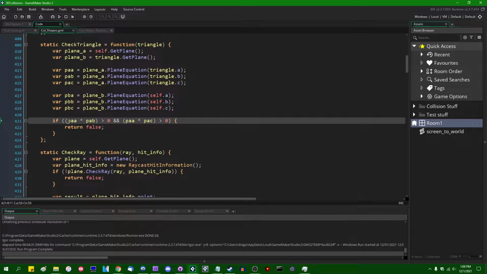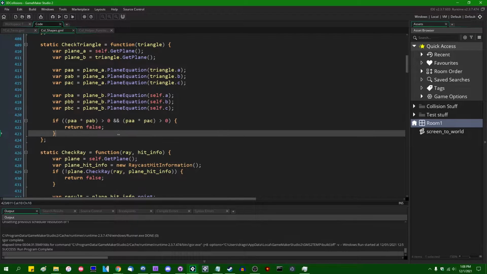So when you multiply these together, if they have the same sign, then the result is going to be positive. If they have different signs, the result is going to be negative. And if they're both 0, then the result is going to be 0. So this accomplishes the same thing, but it's somewhat more efficient, and it's somewhat less code, and it's somewhat easier to read, I think.